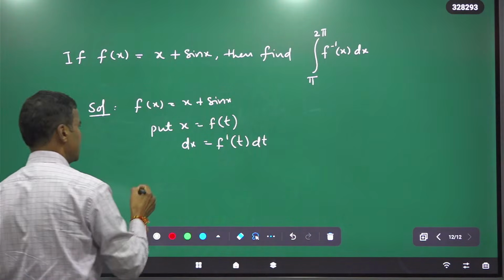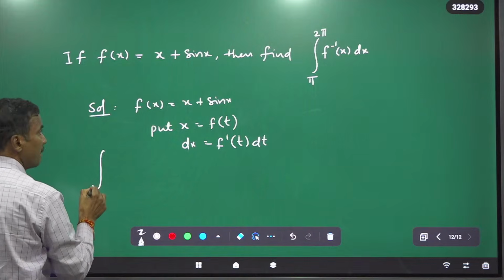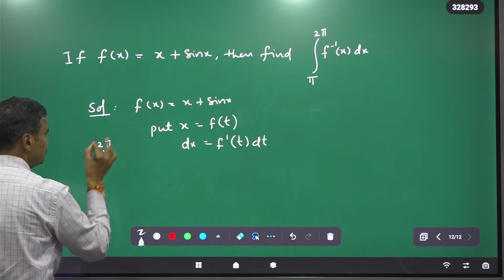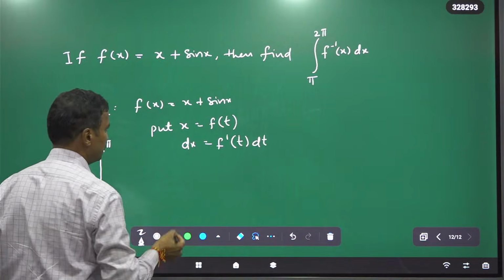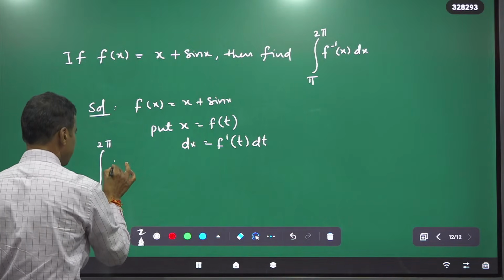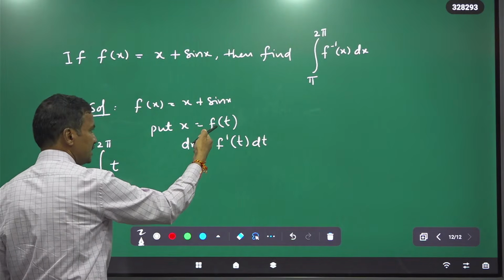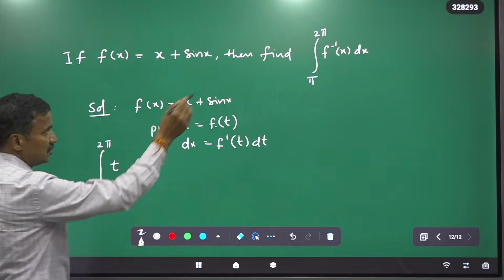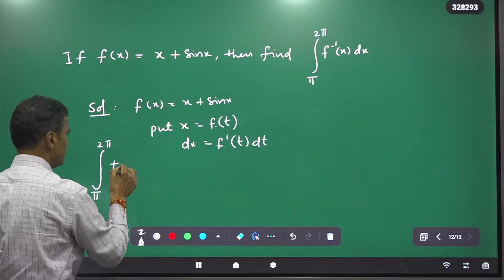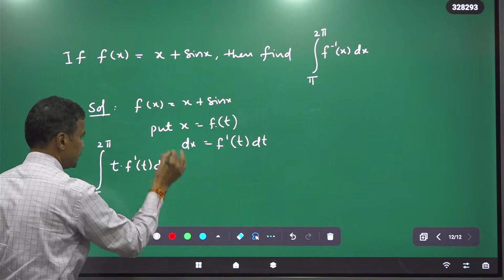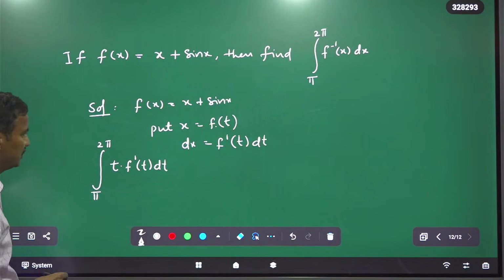Then the given integral becomes, with limits pi to 2 pi, f inverse x, which is nothing but t here, because x is equal to f of t, so t is equal to f inverse x. And dx is f dash t dt, so we get t into f dash t dt.